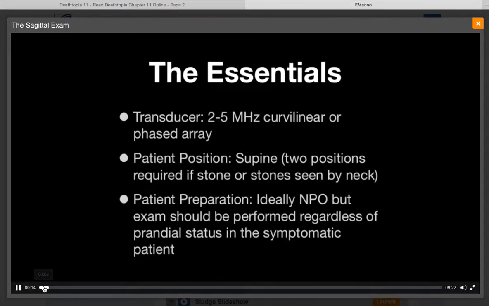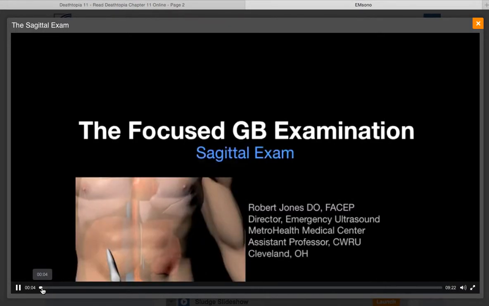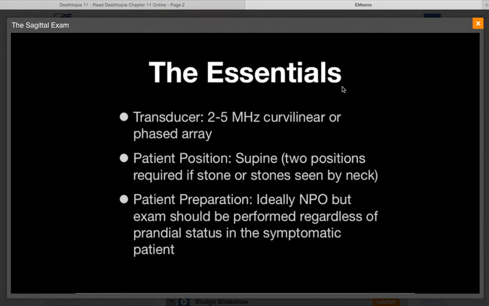You're going to use either the 2 to 5 megahertz curvilinear or 2 to 5 megahertz phased array transducer for the focused gallbladder examination. Let's take a look first at the exam essentials. From a patient standpoint, you want them positioned initially in the supine position.